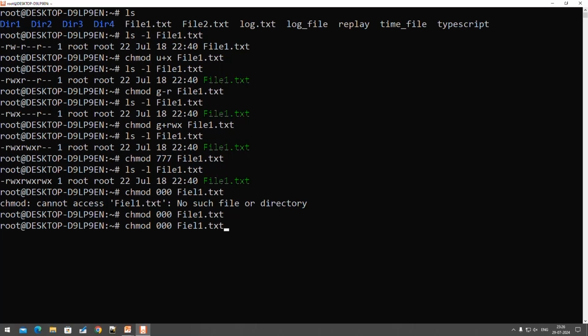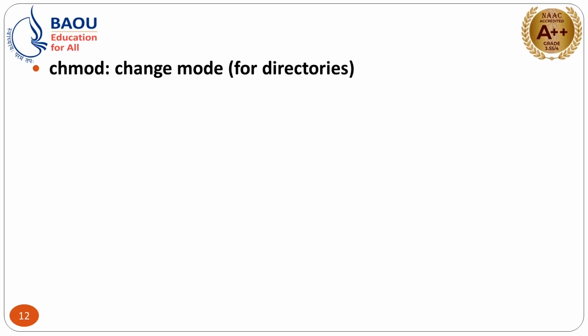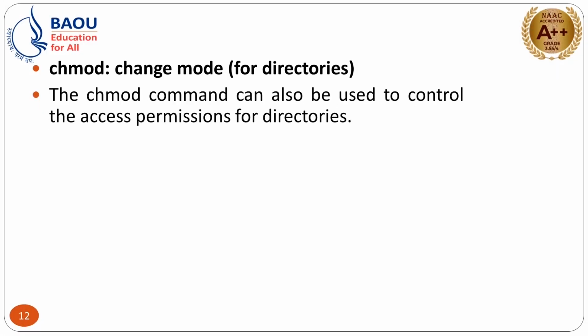Now you can check with the help of the ls command. You can see here all the permissions that can be revoked or removed. Now suppose you want to change the mode for directories. All the things that we have seen for the file, the same things you have to use for the directory or the folder, but the meaning that can be changed here.